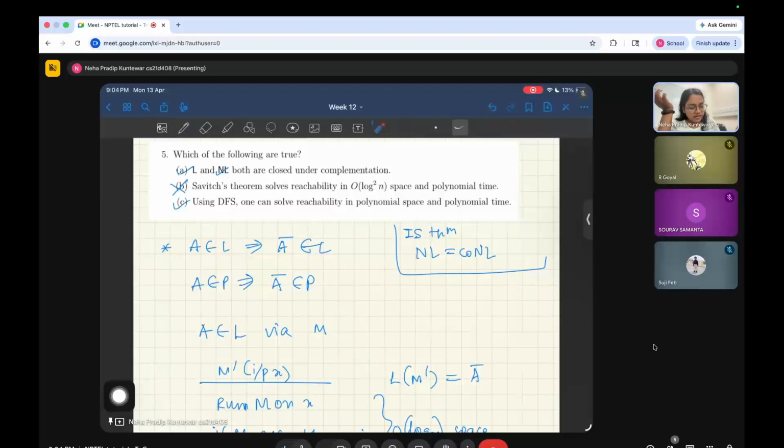This is in fact a nice trade-off. If you use DFS, you are running in polynomial time, but the space is also polynomial. But if you do Savitch's implementation, you are saving on space. From polyspace you are going all the way down to log square n space, but then you are doing badly in terms of time, so the polynomial will actually become n to the log n. So you are compromising on time there.